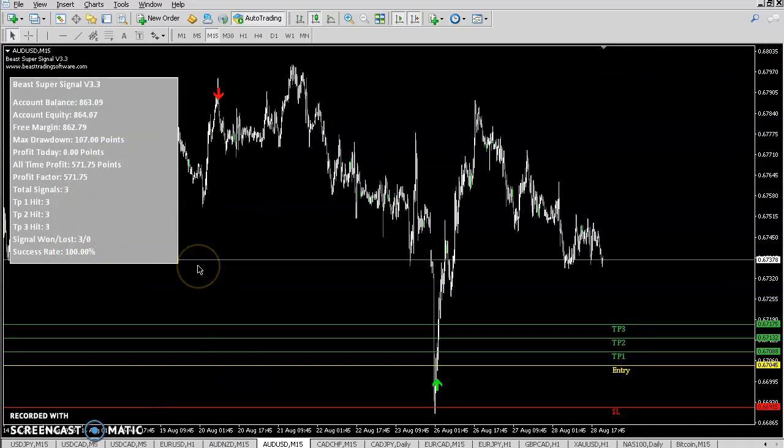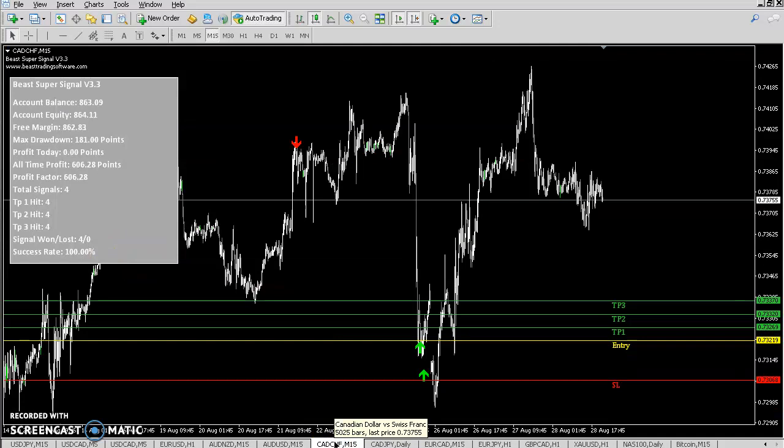On the Australian dollar and US dollar, here we had 3 signals in the last 1,000 bars for 57 pips, and all 3 of the signals hit TP3, so we have 3 complete winners for a 100% win rate. Going forward here again, we have the Canadian dollar and Swiss franc. Here we had 4 signals in total, totaling over 60 pips with a 100% win rate.